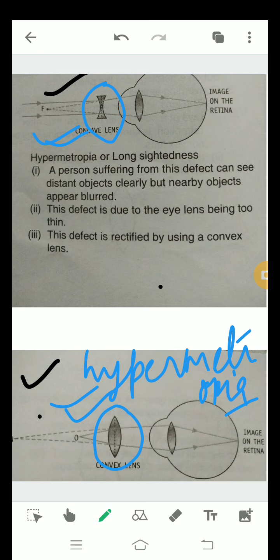So we have finished with all the questions of refraction of light.